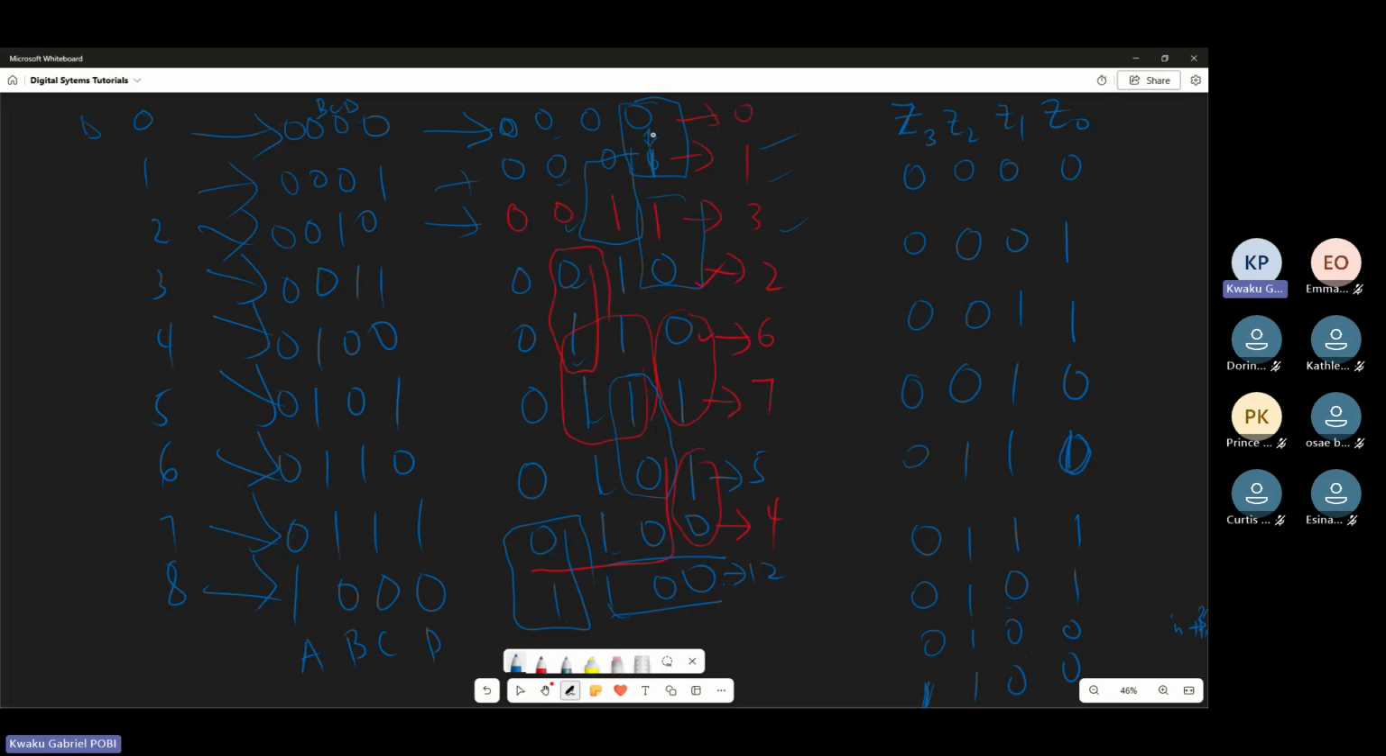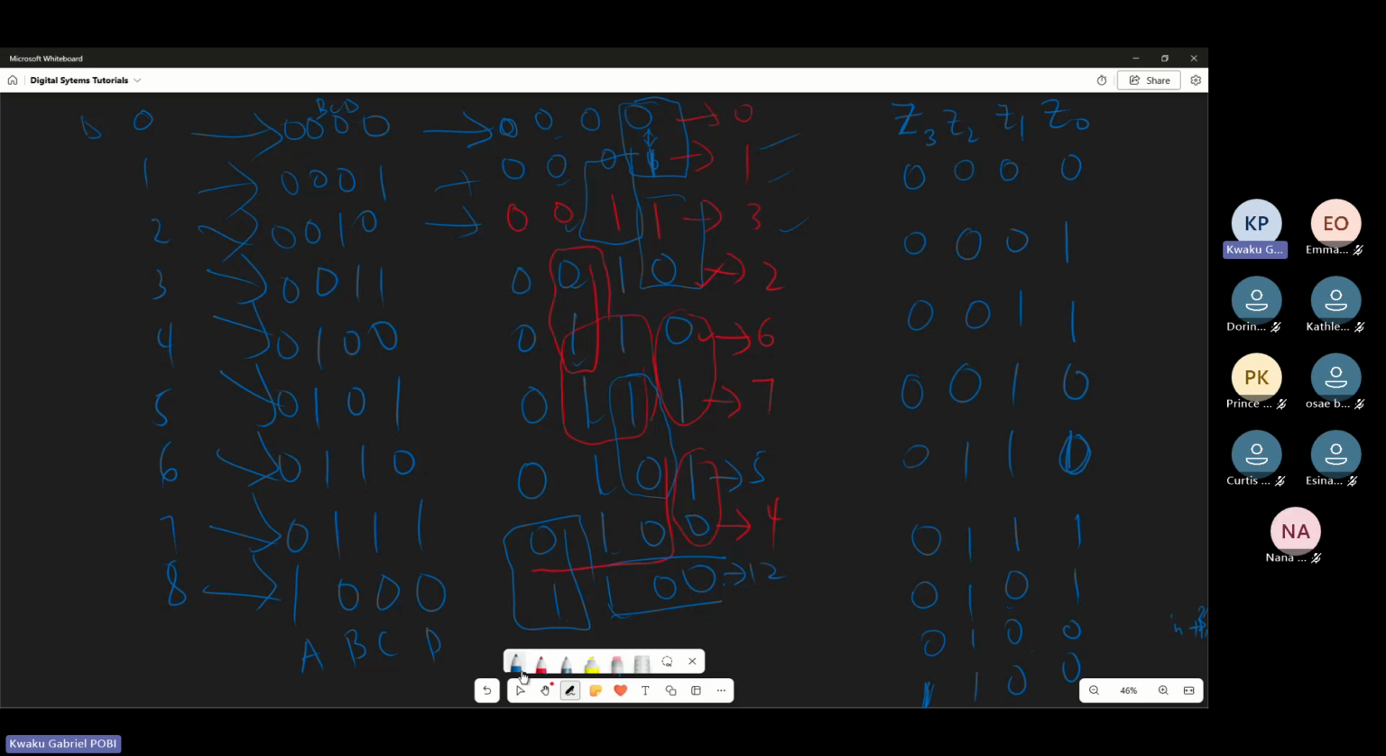Let me check the first one. It's 0, 1, 1, 0, 1, 1. Okay. Then 0, 0, 0, 0, 1, 1, 1, 1, 0, 0, 0, 0. Okay, sure. So this is the output that you get. And then you have to draw a K-map for this. If you want to draw the K-map, it's just the normal thing you've been doing.